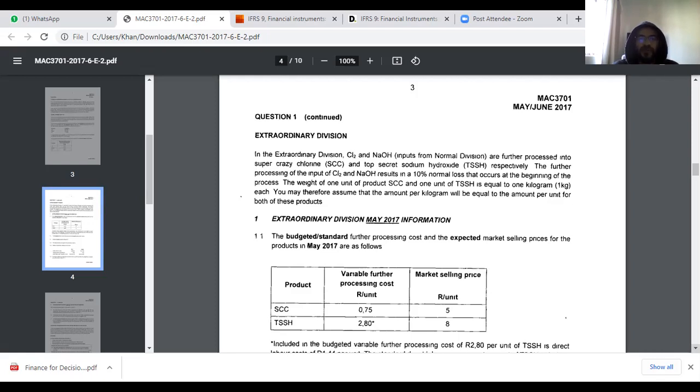The weight of 1 unit of product and 1 unit of TSSH is equal to 1 kilogram each. You may therefore assume that the amount per kilogram will be equal to the amount per unit for both of these products. So as you can see, in May 2017, the budgeted further processing costs and expected market selling prices are those amounts over there. Okay, the 75 cents, the 2 rand 80, the 5 rand, and the 8 rand.